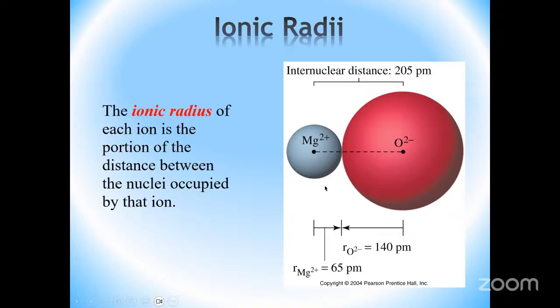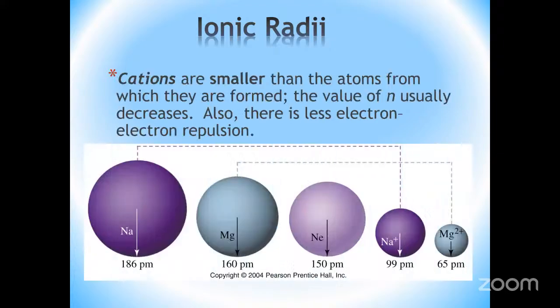So here's an example, magnesium oxide. It turns out that the distance between the two nuclei is 205 picometers. And then what they determined was that the portion occupied by the magnesium 2+ ion is 65 picometers, and the portion occupied by the oxide ion is 140 picometers. So that's basically how the ionic size is determined. Now, what we're going to look at is comparing the size of an ion to the atom from which it is formed. And first we're going to look at cations.